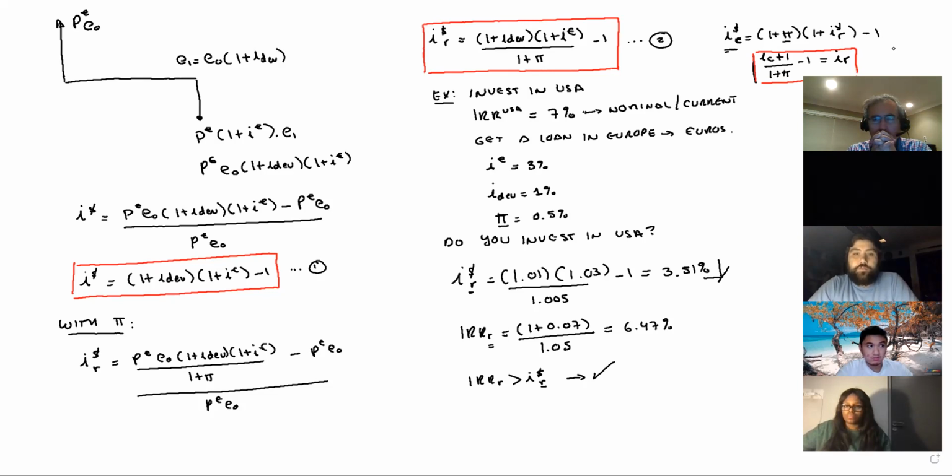Just to make sure, it should be divided by 1.005, right? Because it was half. Oh, yes, it is not 5%. It is. Yes, let me. Correct. Okay, questions, guys? It's clear?